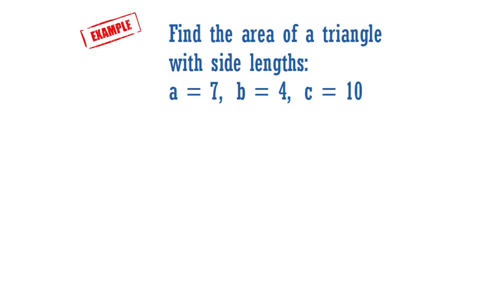All right, so here's one. Here's 3 side lengths. So the first thing I'm going to do is find my perimeter. And so the perimeter would end up being 21. So S is half of that. S is 10.5.